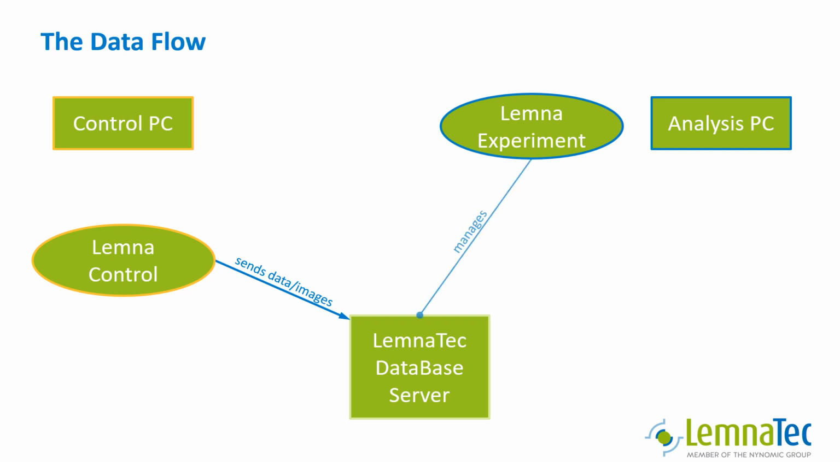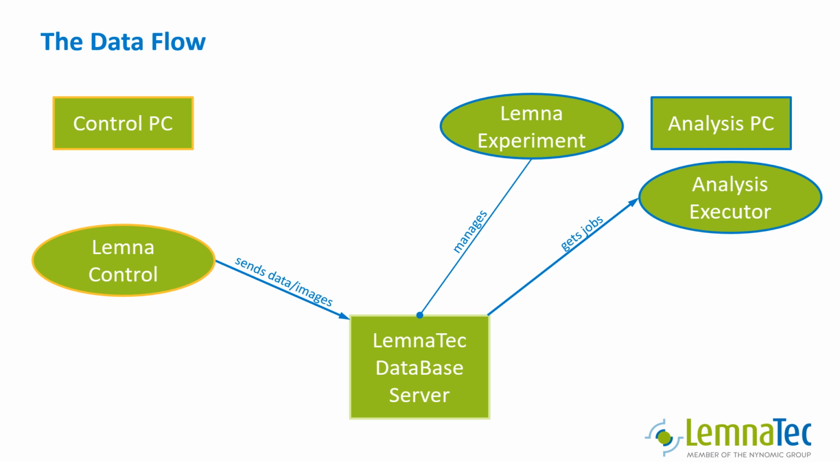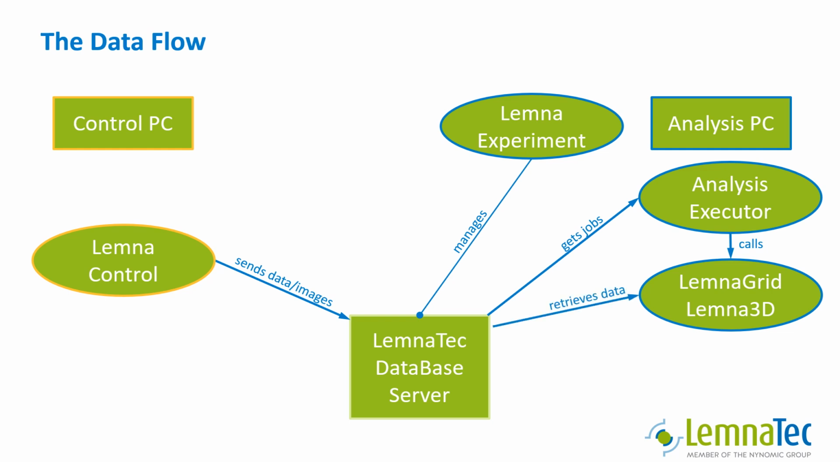Lemna Experiment manages all the data in the database. This includes the analysis jobs, the definition of analyses, the images, and so on. Lemna Experiment runs on the analysis PC. The analysis executor retrieves the analysis jobs from the database and calls the respective analysis program. These in turn retrieve the data, the images, the 3D data from the database, analyze them, and send the results back to the database via the analysis executor. The definition of analyses and the creation of analysis jobs is done in Lemna Experiment.